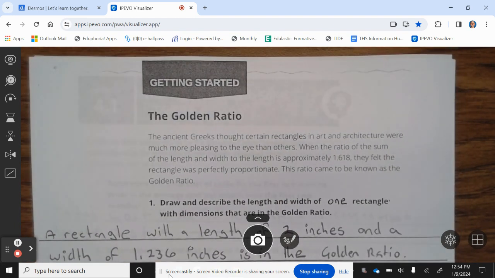Getting started. The golden ratio. The ancient Greeks thought certain rectangles in art and architecture were much more pleasing to the eye than others. When the ratio of the sum of the lengths and the widths to the lengths is approximately 1.618, they felt the rectangle was perfectly proportionate. The ratio came to be known as the golden ratio.